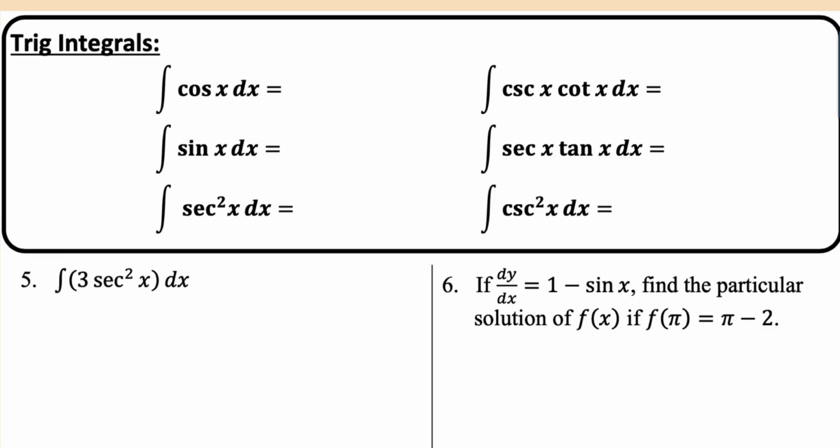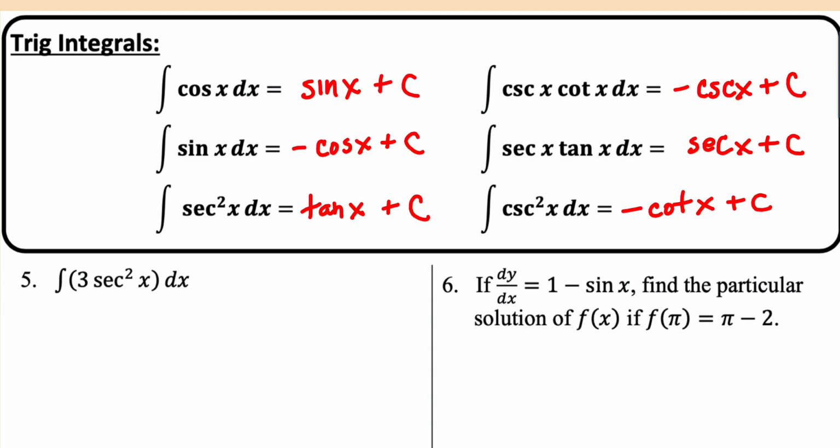All right, here are the trig integrals. Let's go to the next page so you can see the answers. So these are all the antiderivatives, and you can check your work by finding the derivative of each one of these. You should be able to get back to the originals. So for number 5, the antiderivative will be, now this is just a constant, so that'll just be a 3, and secant squared, that's going to be tan x plus c.